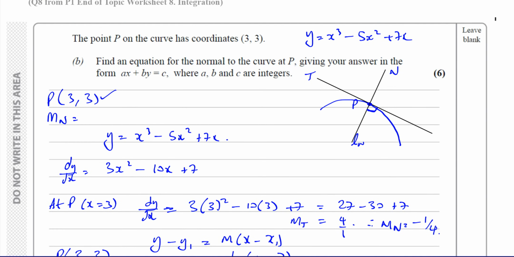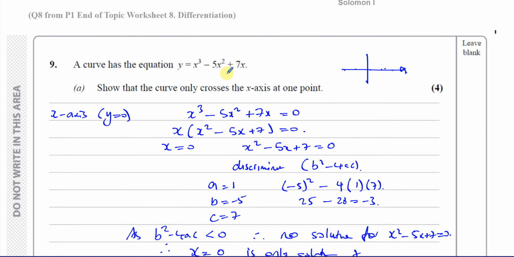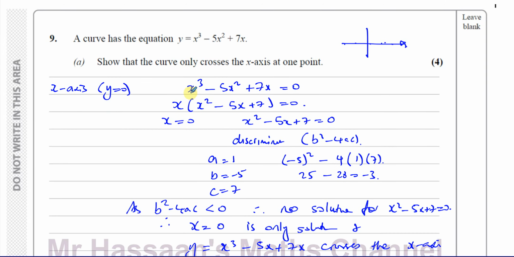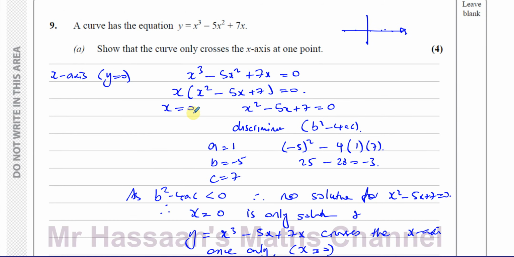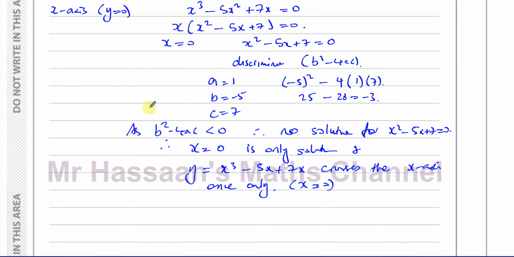Just to recap, in the first part of the question we wanted to prove that this crosses the x-axis at one point. Something crosses the x-axis, whatever the formula, when y equals 0. So you replace the y with 0 and solve for x. We could only find one solution, x equals 0. The other part that came from it has no solution, so it only crosses the x-axis at one point.